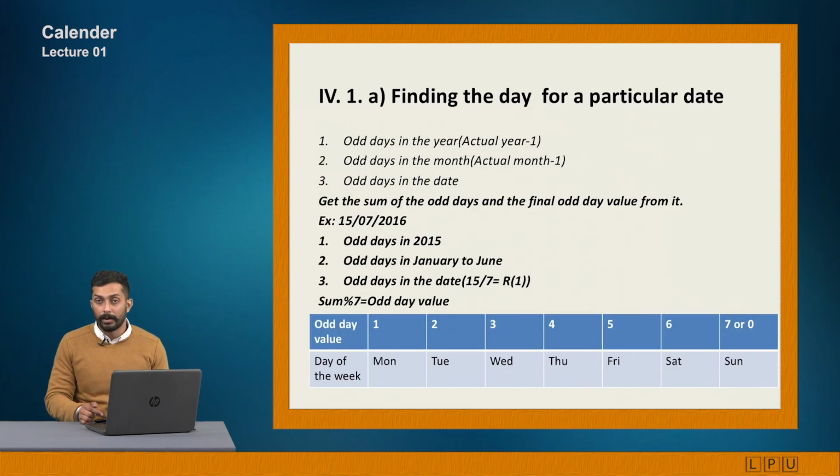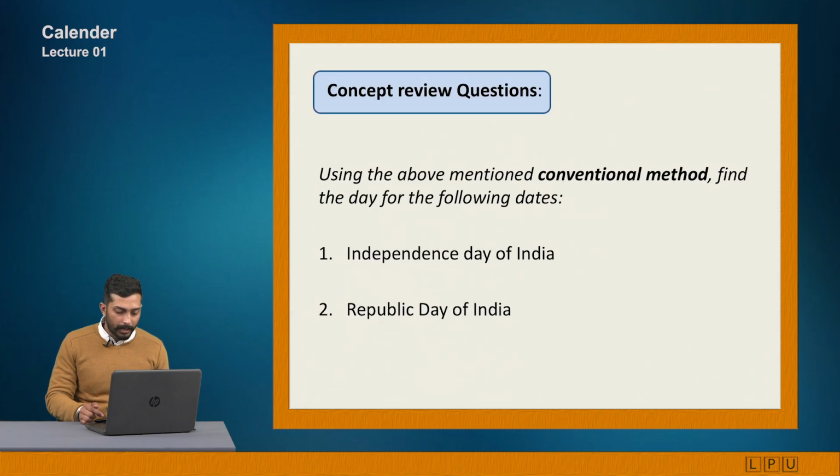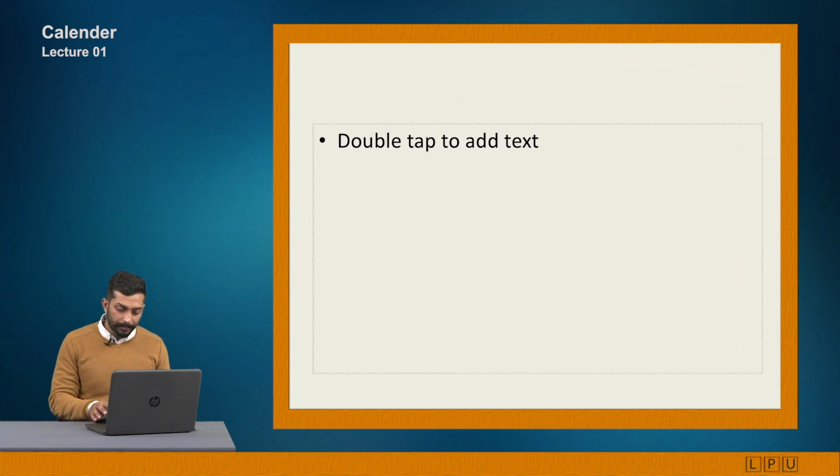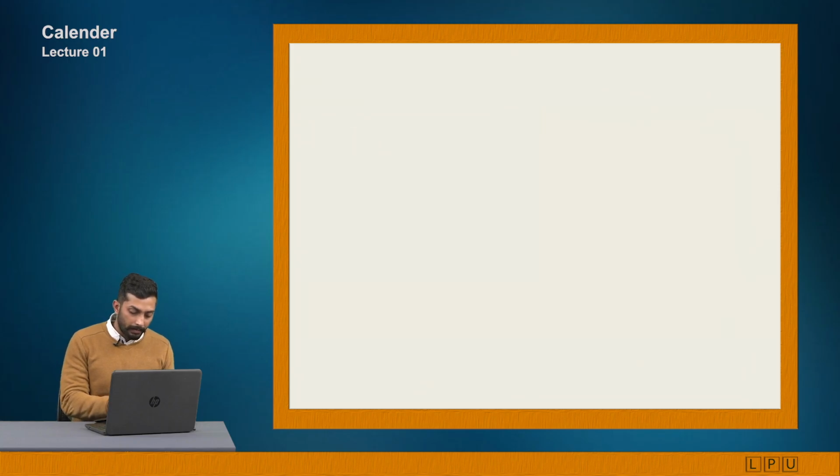So for finding the day for a particular date, we can apply the same concept. For example, if I use the conventional method here, Independence Day of India, Republic Day of India. We know Independence Day of India is, we can take as 15 August 1947. So we'll solve the question here. For that, I'm writing the values.